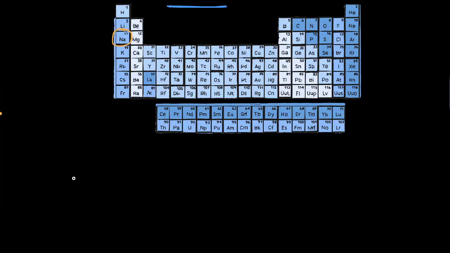The complete electron configuration is going to be 1s2, 2s2, 2p6, 3s1. So that's 1s2, 2s2, 2p 1, 2, 3, 4, 5, 6, and 3s1. This is going to be our complete electron configuration for sodium. Let's cut off right before this 3s1 and put a mark here.